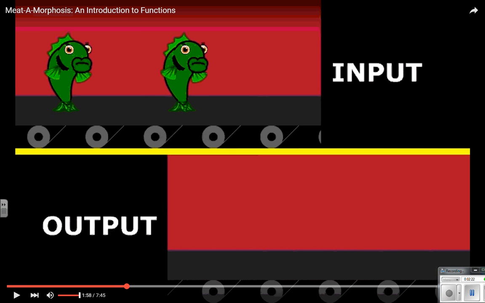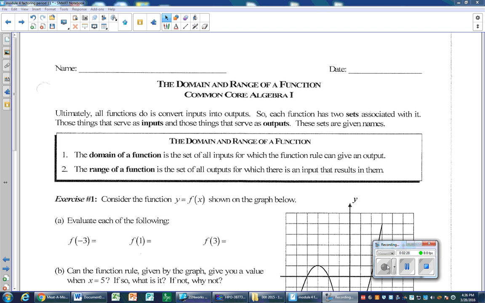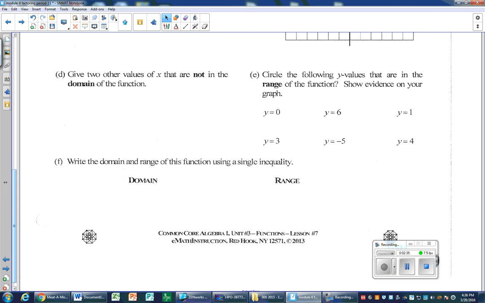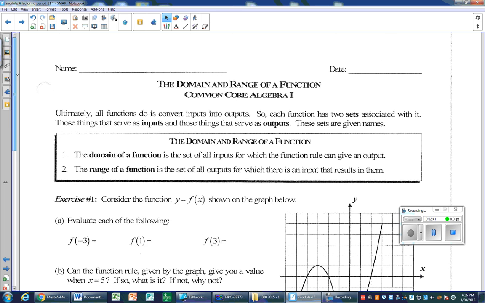Okay, so we have input and we have output. Let's make sure that we understand the difference between them. So now I would like you to open up your packets to page 379. That's one page beyond what we did for homework last night. If you have to hit pause, go ahead and hit pause.